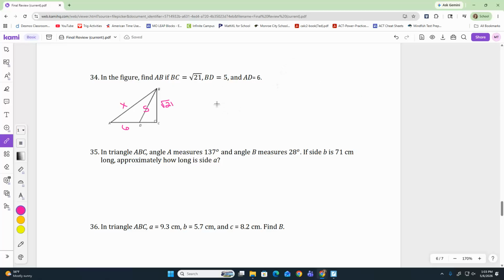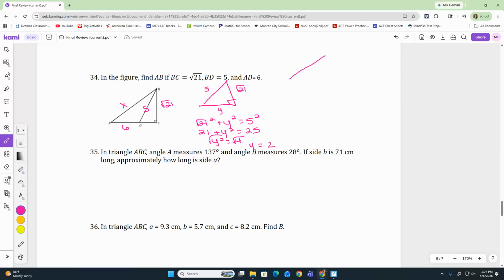In here, I really have 2 right triangles. I have this little one, BCD, where this side is 5 and this side is the square root of 21. Could you find this side? How would you do that? I'll call it y. Radical 21 squared plus y squared equals 5 squared. So that tells me this side is 2.